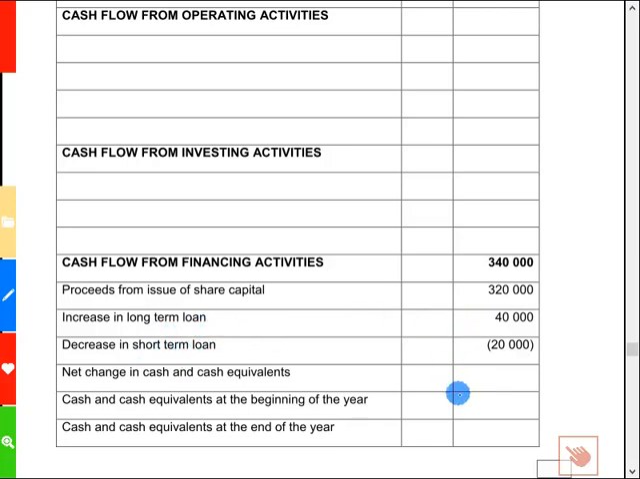Yes, so we can start off by filling in our overall change in cash and cash equivalents. So where do we get this information?